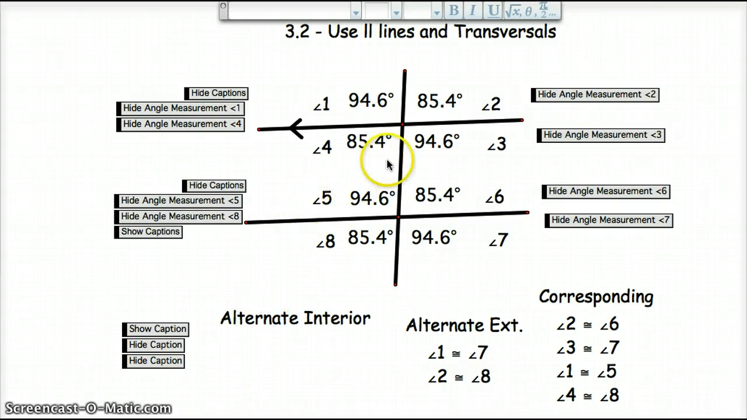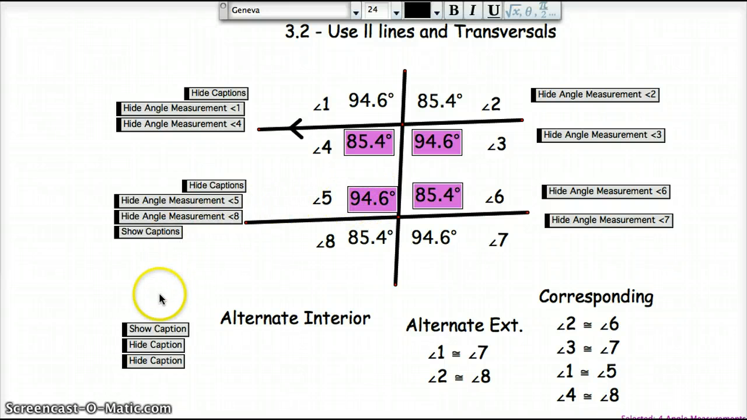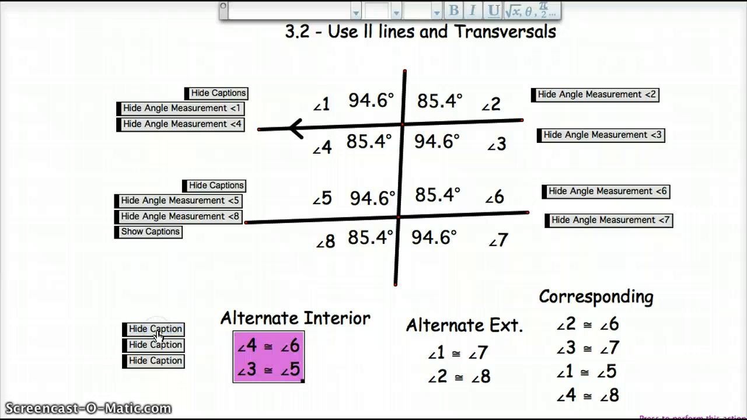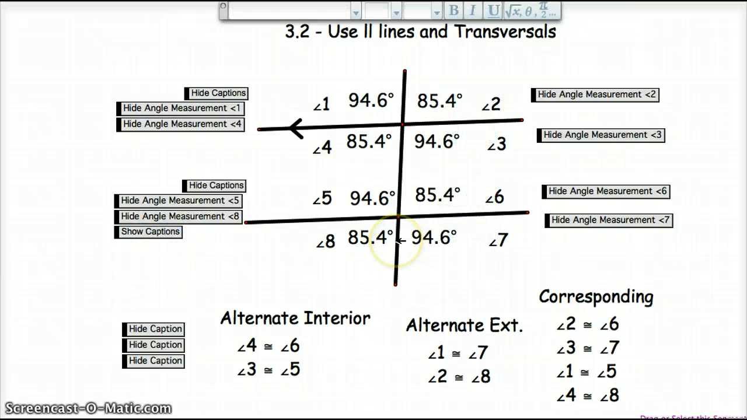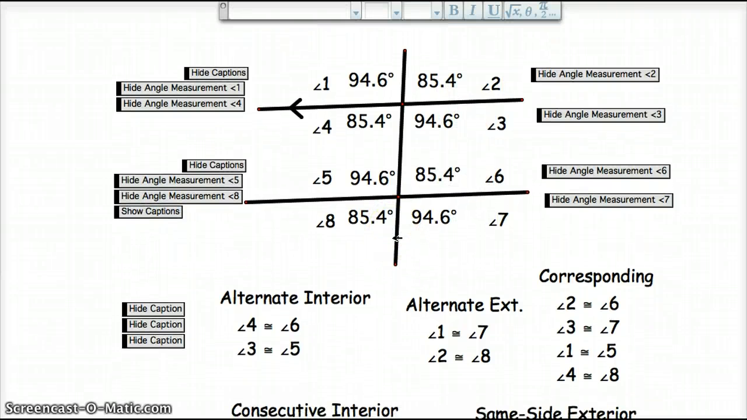What about alternate interior angles? That's all these angles right here, 3, 4, 5, 6. Well, 4 is on the left. It alternates with 6 on the right. Notice that they're both 85.4. 3 is on the right. 5 is on the left. They're both 94.6. So the conjecture you can make there too is that they are congruent. Alternate interior angles are congruent. Okay, pretty simple.